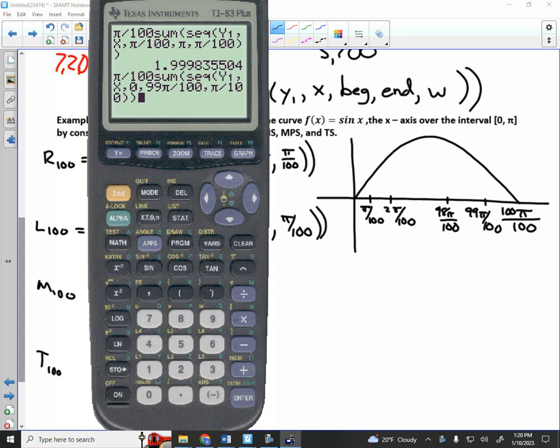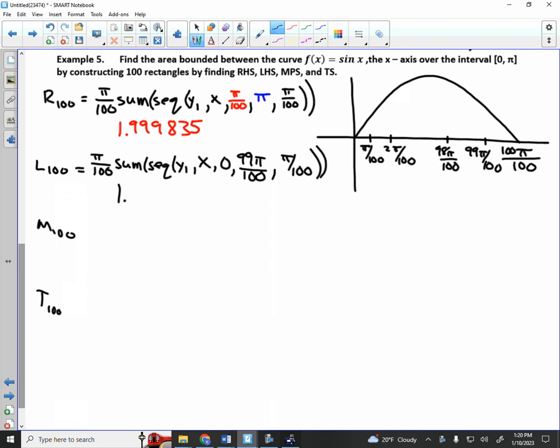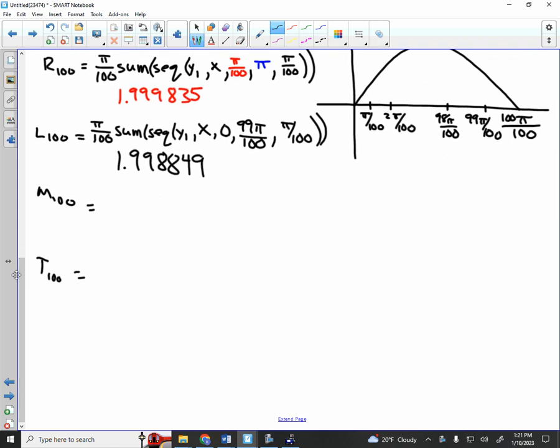Ready? I press enter. 1.9988 49. Great. So again, you can see we're pretty close. These are the numbers that I'm looking for on your test. The trapezoidal one's going to be easy, right? So let's end with the midpoint one, and then the trapezoid will be easy.